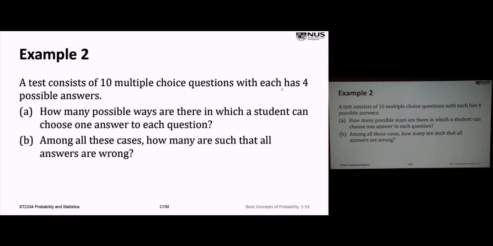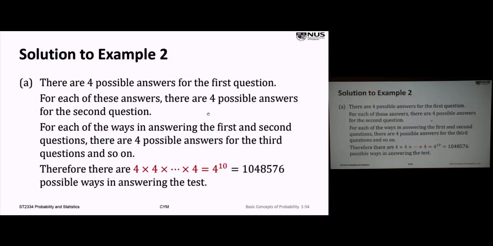So part A asks us the question, how many possible ways are there in which a student could choose to answer each one of the questions? So we have an MCQ, 10 multiple choice questions, and they have 4 answers, right? And of course, there are many possible answer booklets that could come out, right? But the total number of possible outcomes is what? That's what it's asking for. That's part A. So let's think about part A.